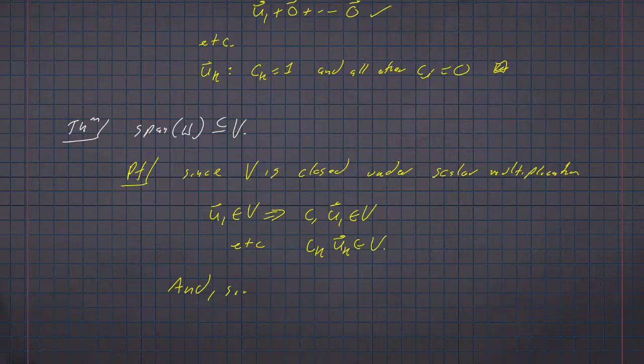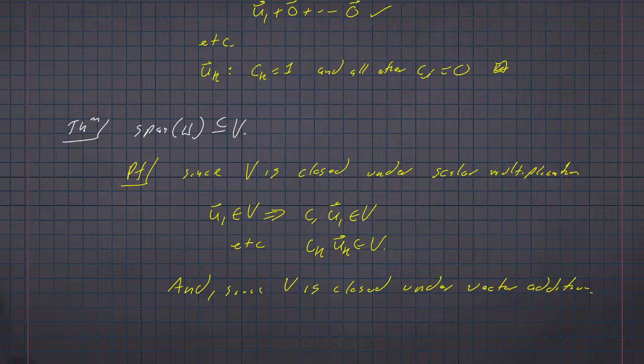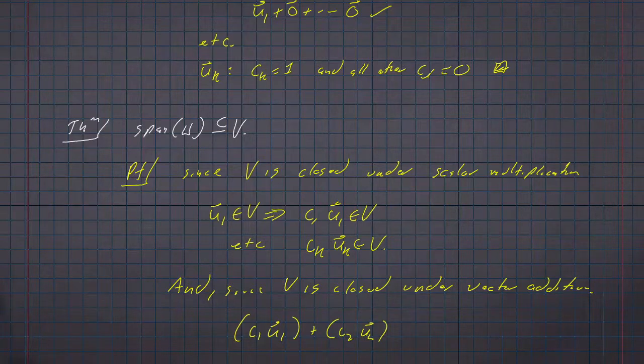And since V is closed under vector addition, right, V is a vector space and all vector spaces are closed under vector addition, then if I add C1U1, which is in V, plus C2U2, which is in V, and all the way through to CNUN, which is also in V, I get something in vector space V.